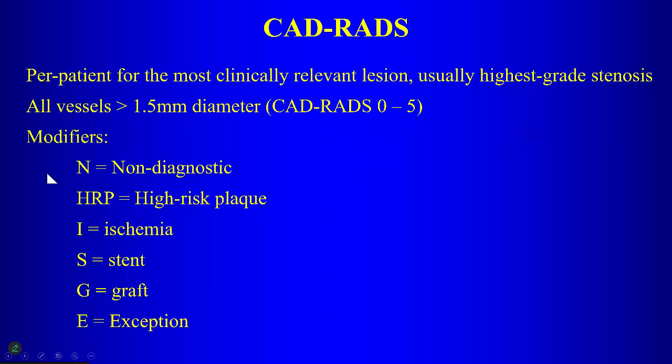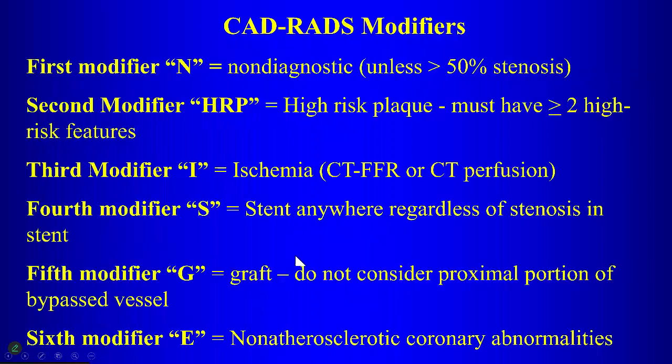And then these are the modifiers that you will add to the scoring system. So N means non-diagnostic, HRP means high-risk plaque, I means ischemia, S stent, G for graft, E for exception. So we'll talk about what all these modifiers mean as we get more into this. So what are these modifiers about? N, if it's a non-diagnostic study.